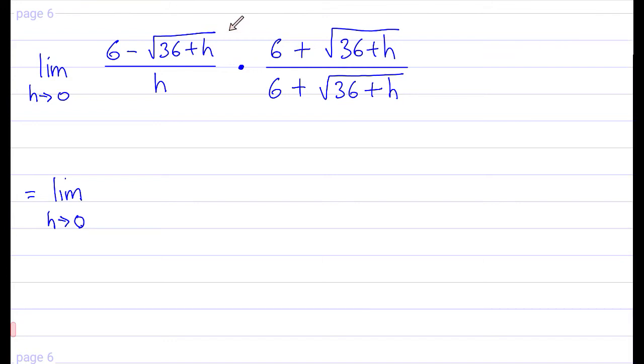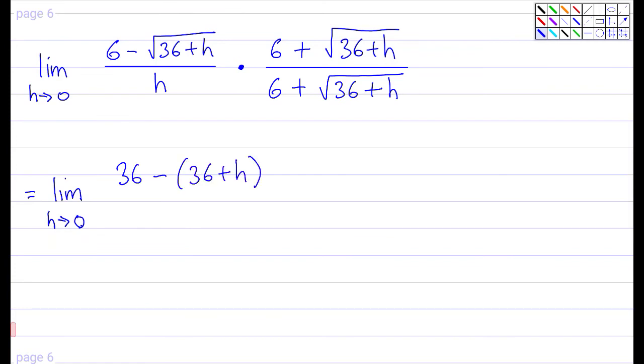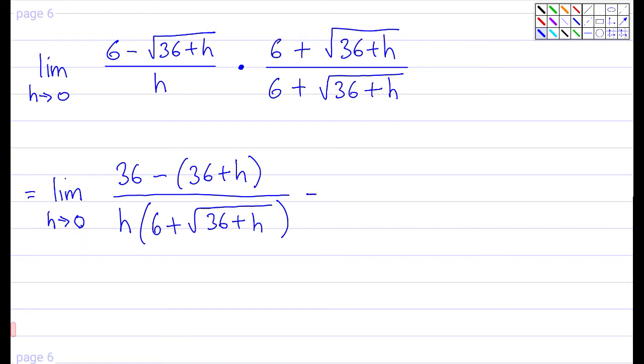Let's multiply the numerators here. And why did we do this? You should be thinking, oh, wait, this is x minus y, x plus y. That's equal to x squared minus y squared, where x is 6 and y is this square root. So what do I get? I get 36 minus 36 plus h. This whole thing is y, so put that in parentheses because we're going to distribute the minus sign. Divided by, and admittedly, our denominator here looks terrible for right now, but let's just stick with it.